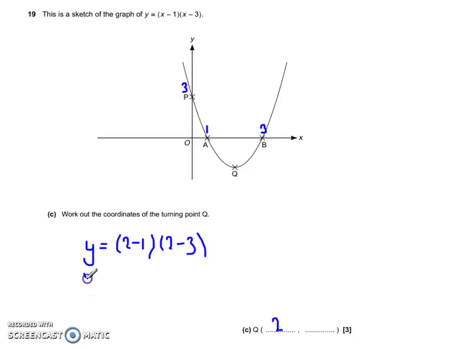So let's go through and work this out then. 2 take away 1 is 1. Remember, I've got my invisible times sign between my two brackets. So 1 times 2 take away 3, well that's minus 1. So 1 times minus 1 is minus 1. So my y value is y equals minus 1. That's going to go in there. So Q is (2, -1).